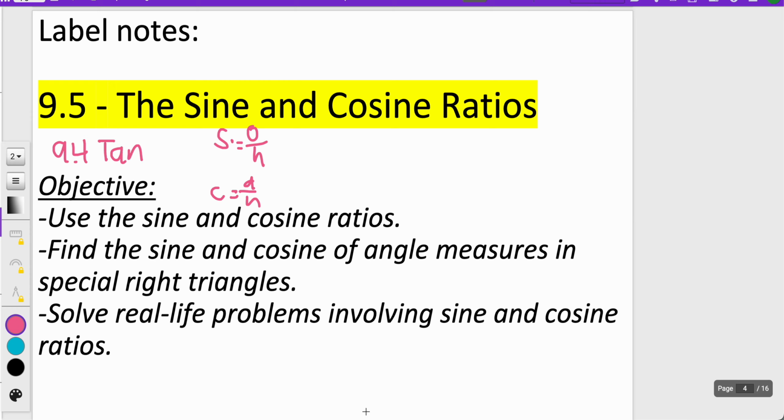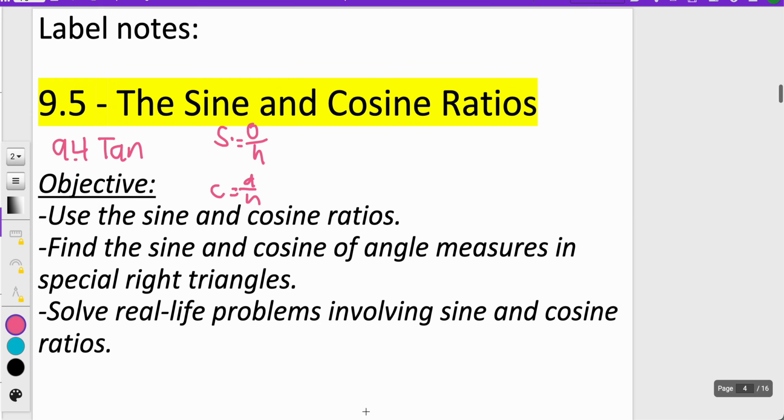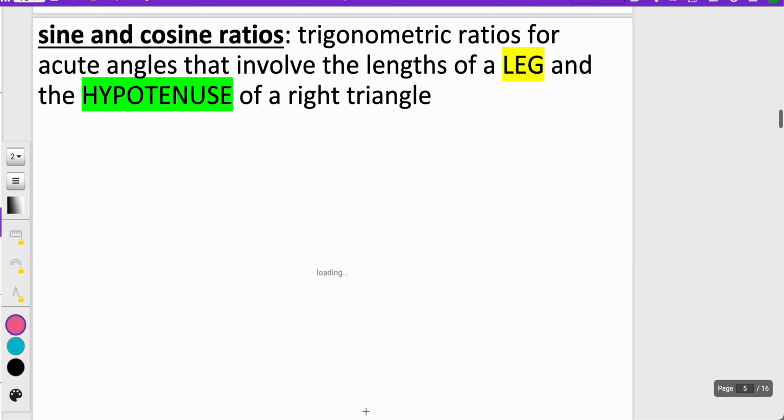Find the sine and cosine of angle measurements in special right triangles, like 30, 60, 90, and 45, 45, 90. Those are going to be popping up again from previous lessons in Chapter 9, and then we'll be able to deal with real-world problems in those situations. Sine and cosine ratios are trigonometric ratios for acute angles that involve the lengths of a leg and the hypotenuse of a right triangle. So again, it only works with a right triangle. And this time we're going to be focusing on different legs and the hypotenuse.